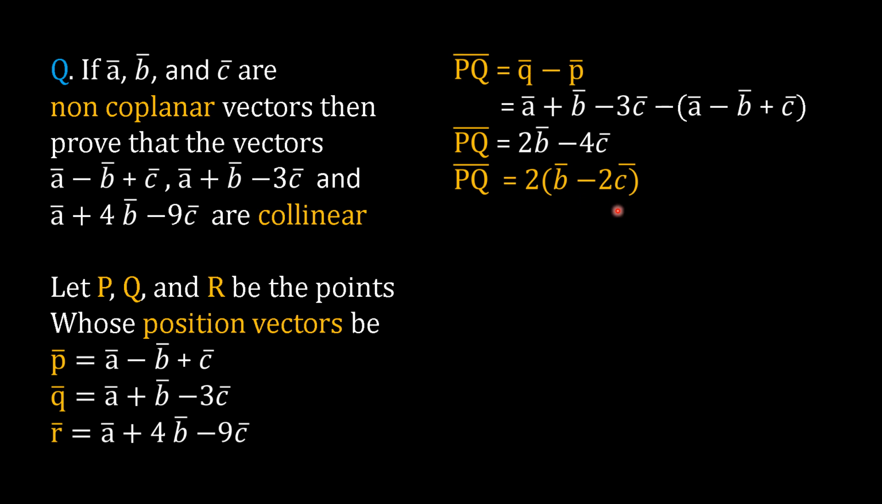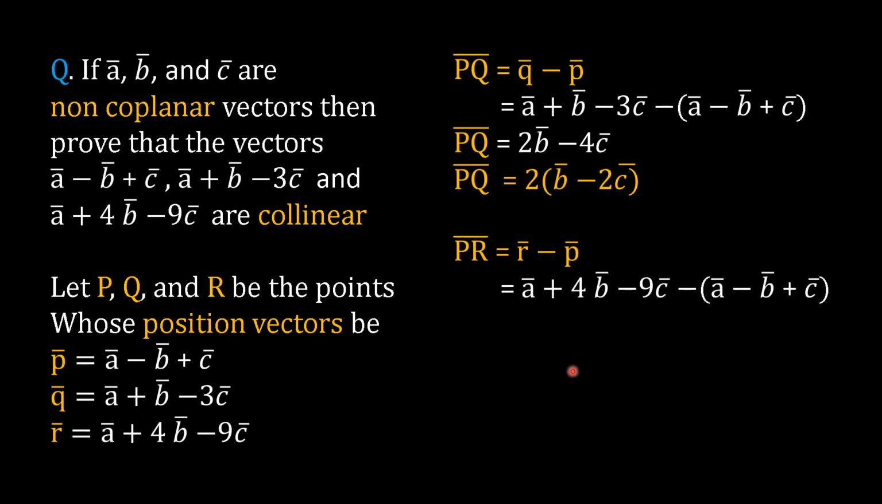Next, we will find out PR bar, which will be R bar minus P bar. We will write R bar here minus this is P bar. a bar minus a bar will be 0. 4b bar plus b bar will be 5b bar, and minus 9c bar minus c bar will be minus 10c bar. We will take 5 as the common factor and write PR bar equals 5 times b bar minus 2c bar.